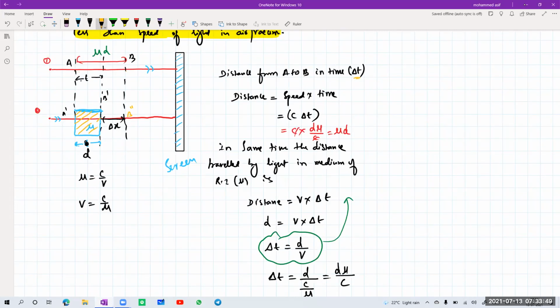Step clear aindha andariki. Here A to B okavela delta t time lo poyindi anukondi, our distance is equal to how much for me? c into delta t.